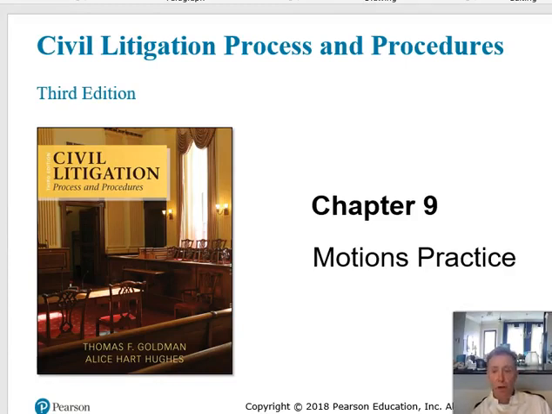So, what is a motion? Let's begin there. Anytime you're asking the court to do something, that's considered a motion. And they come up in various formats all through the process. Just the generic term is motion.